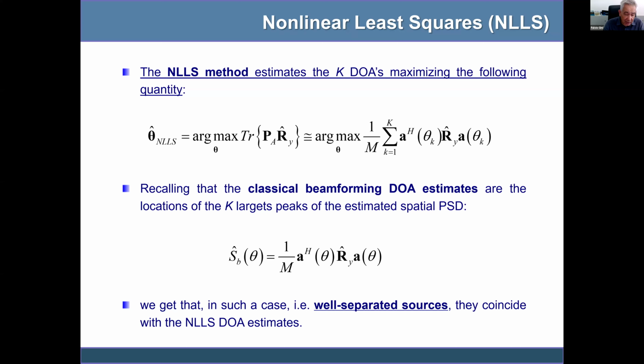So find the k largest peaks, it means that we have to solve k one-dimensional maximization problems. So we find the highest peak, then the second, then the third, and so on. And the reduction in computational complexity is huge.